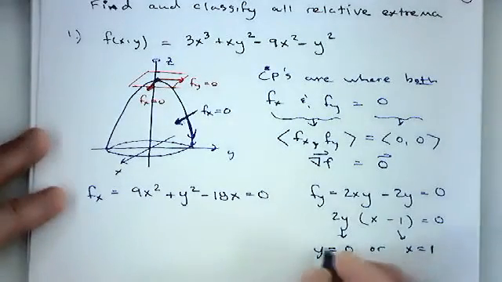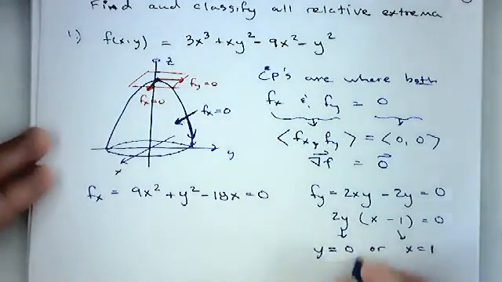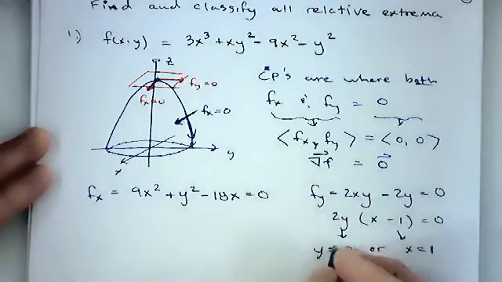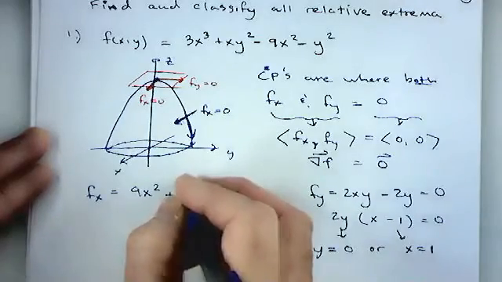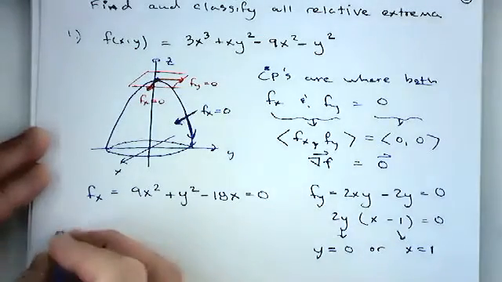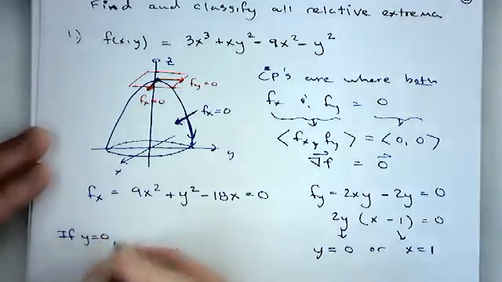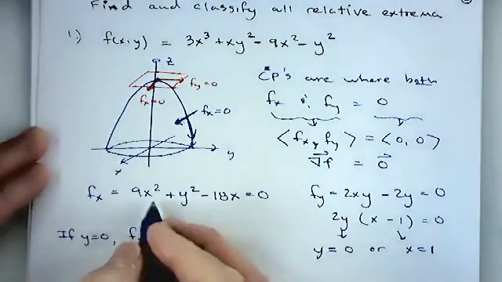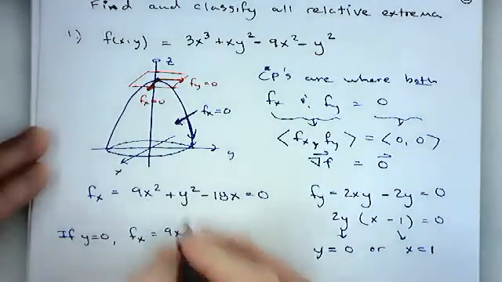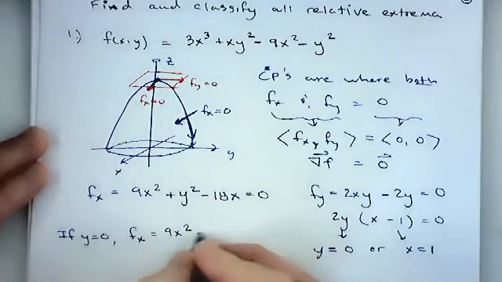So here's how we do this. We're going to take cases, basically. I know that if y is 0, f sub y will be 0. So let's plug that condition into f sub x. If y equals 0, then f sub x becomes 9x squared. If y is 0, that's gone.